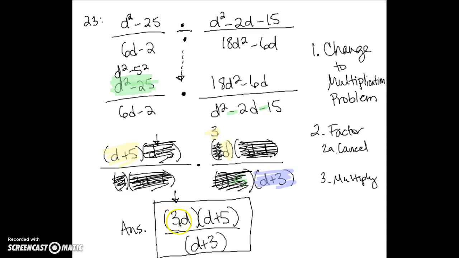Okay, so sometimes you might see the answer distributed here, where this would become 3d squared, multiplying the 3d through, plus 15d. So sometimes you see it written that way, over d plus 3. And I'll let you try number 27 on your own. Good luck. Let me know if you have questions.